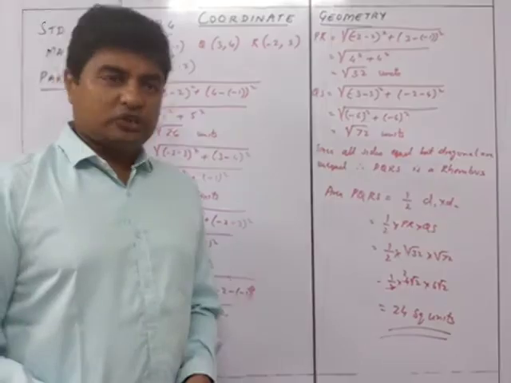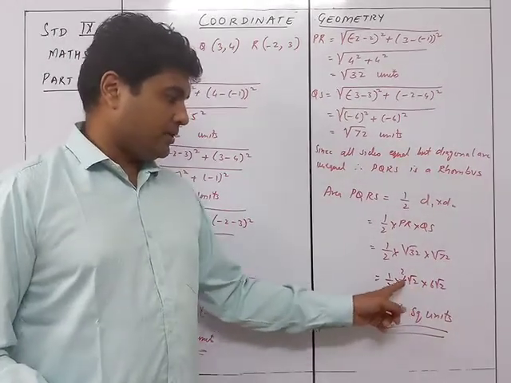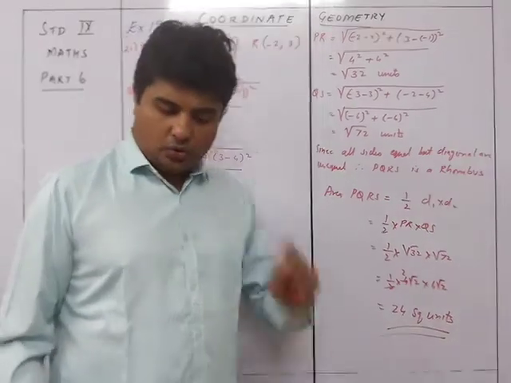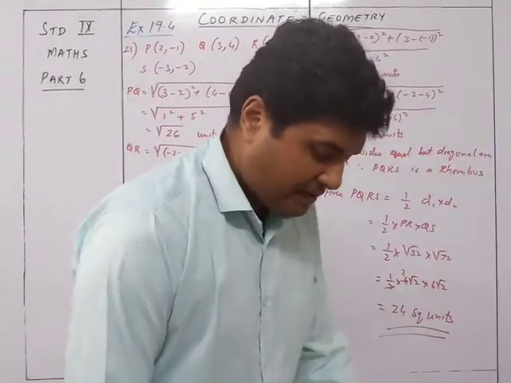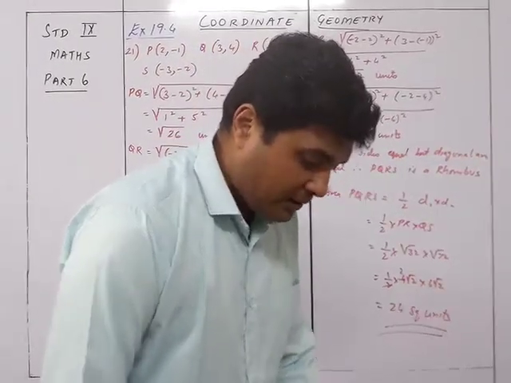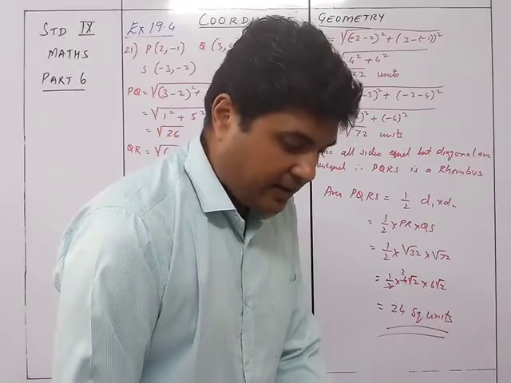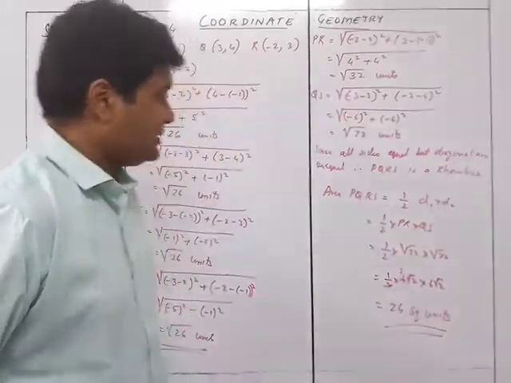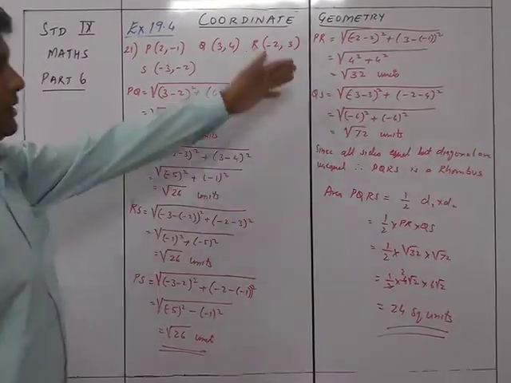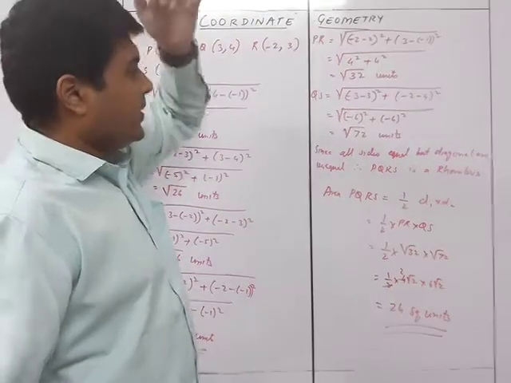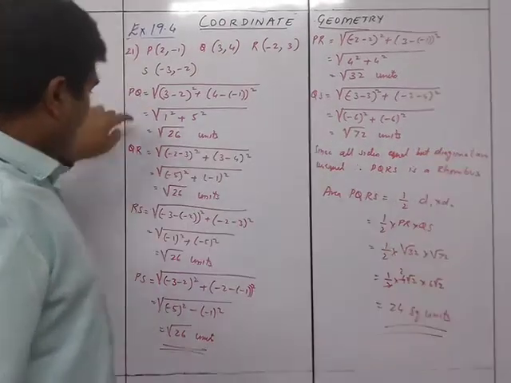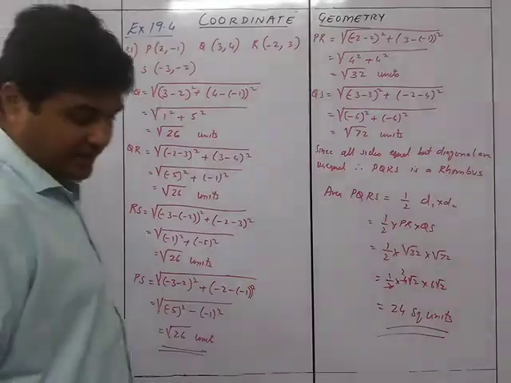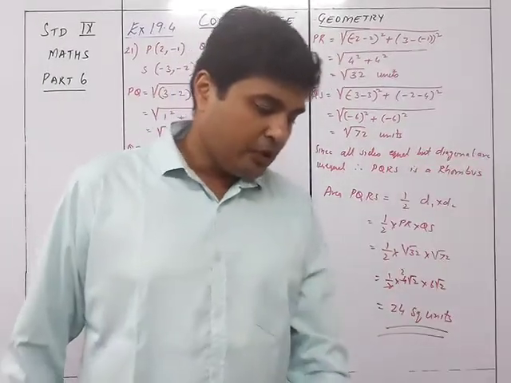Root 2 into root 2 is 2. And 6 into 2 is 12. 12 into 2 is 24. So that's the answer for sum number 21, that the area is 24 square units, and we had to prove that it's a rhombus and not a square. For that we just found out that the diagonals are not the same, where all the four sides are the same. So that was sum number 21.